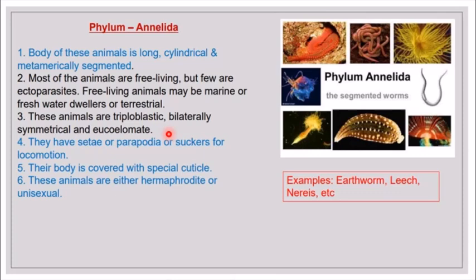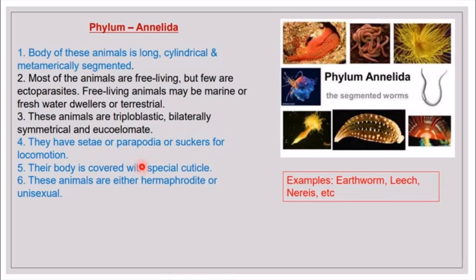Now, eucoelomate means that they have a true cavity in the body. In between all the three layers, that is ectoderm, mesoderm and endoderm, there is a cavity, the coelom, which is present. Now, they can have either setae, parapodia or suckers for locomotion. These are the types of structures present in the animal's body. Like in nereis, they have small, tiny, extending structures. So they are called parapodia. In nereis, parapodia are present.